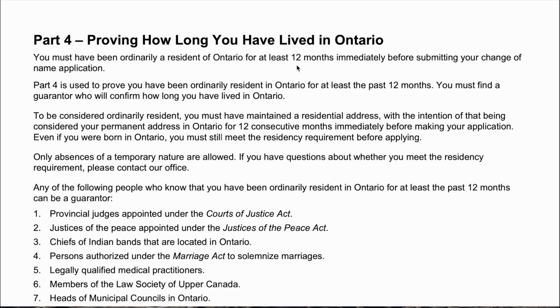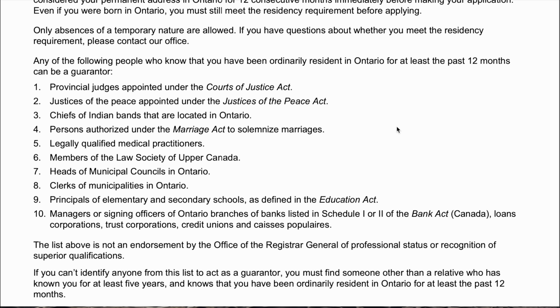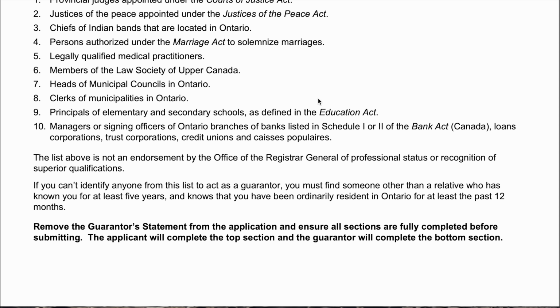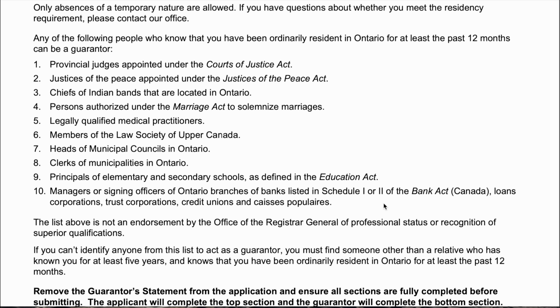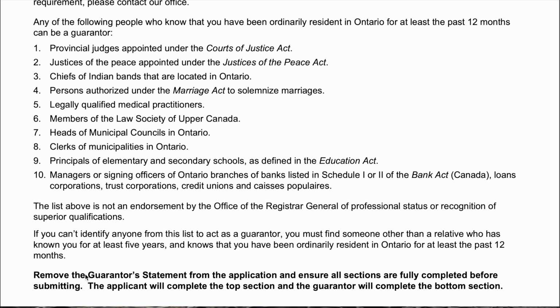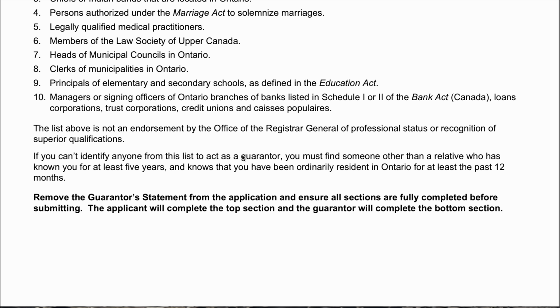Part 4 talks about the process of showing the registrar that you have lived in Ontario for at least 12 months immediately before submitting your application. It gives the list of 10 people who can be your guarantor, who can guarantee that you stayed in Ontario for at least 12 months. Even if you are born in Ontario, you still have to meet the residency requirements. If you don't know any of them, then you can find a person other than your relative who has known you for 5 years and can sign this form for you.